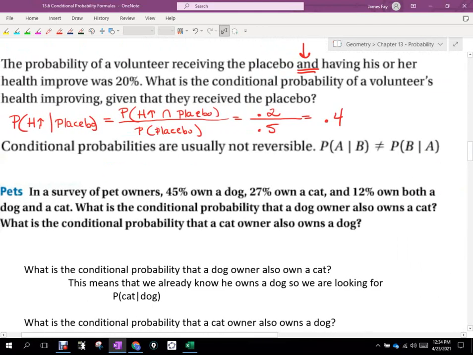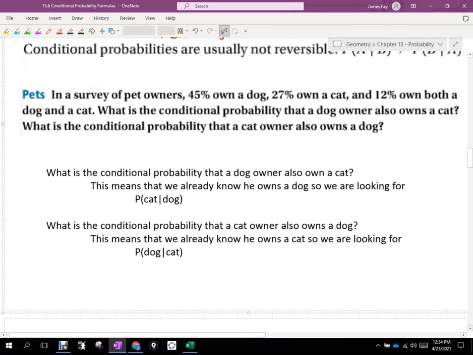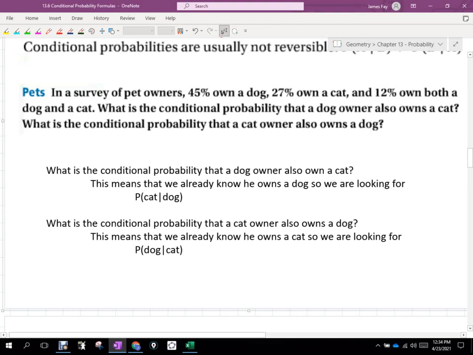This next question says, in a survey of pet owners, 45% own a dog, 27% own a cat, 12% own both dog and cat. What's the conditional probability that a dog owner also owns a cat? What is the conditional probability that a cat owner owns a dog?